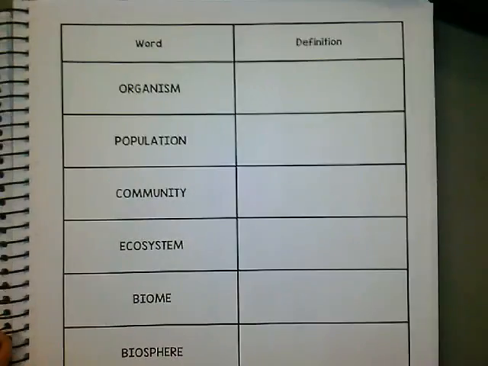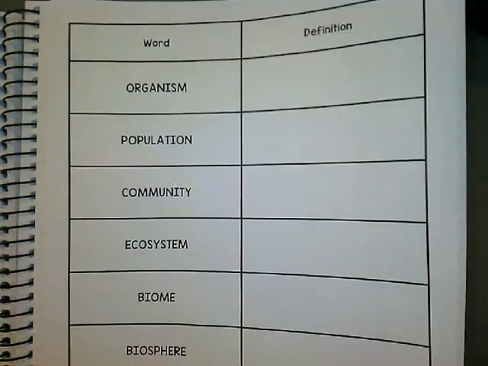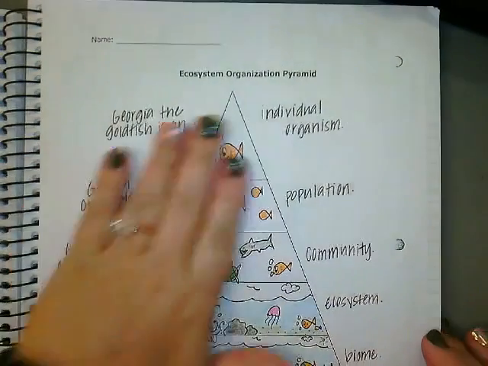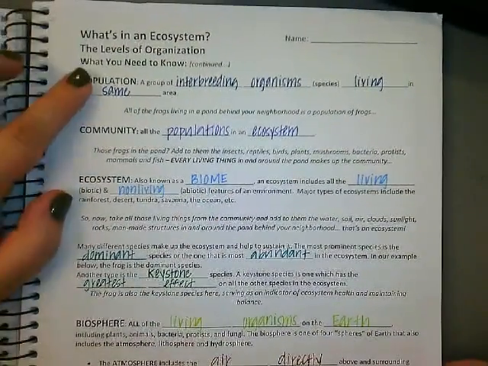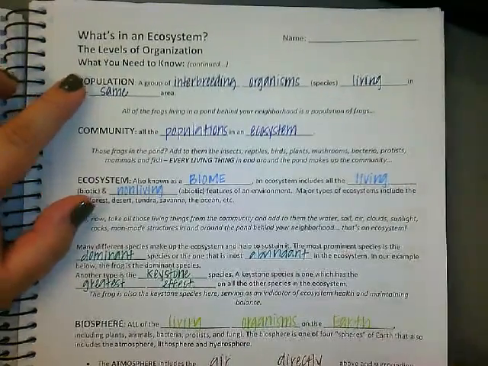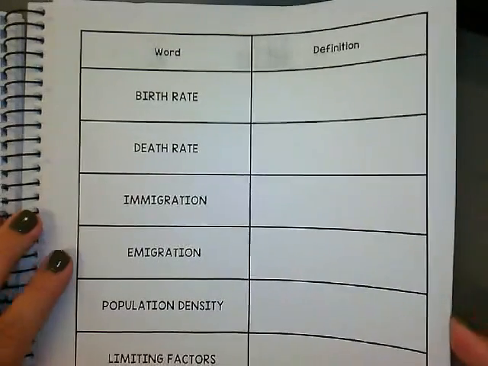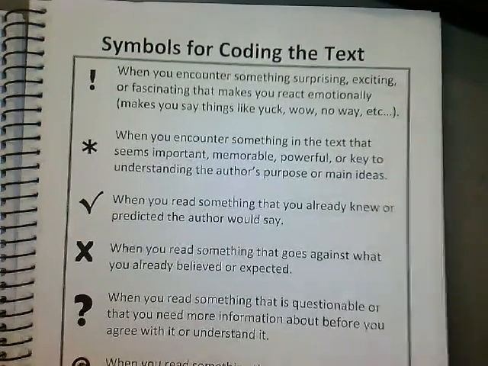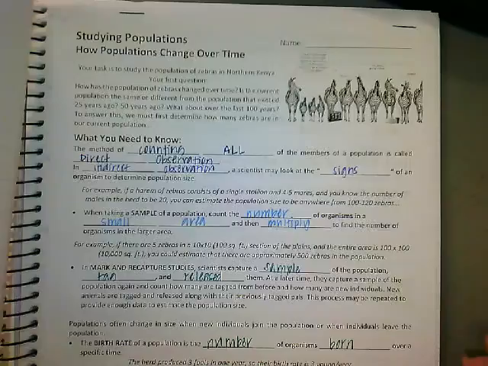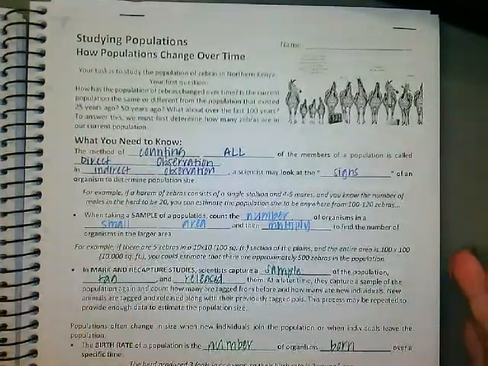Page 8 is going to be another vocab page. It starts with organism, and it actually ends with biosphere down here. Page 9 is Georgia and her beautiful habitat, all the way through a biosphere. Page 10 is your what's in an ecosystem levels of organization, and it goes all the way through the different levels. Page 11 is another vocab page, birth rate through carrying capacity. Page 12 are our lovely symbols for coding the text. Page 13 we did just this week, and it's how populations change over time.